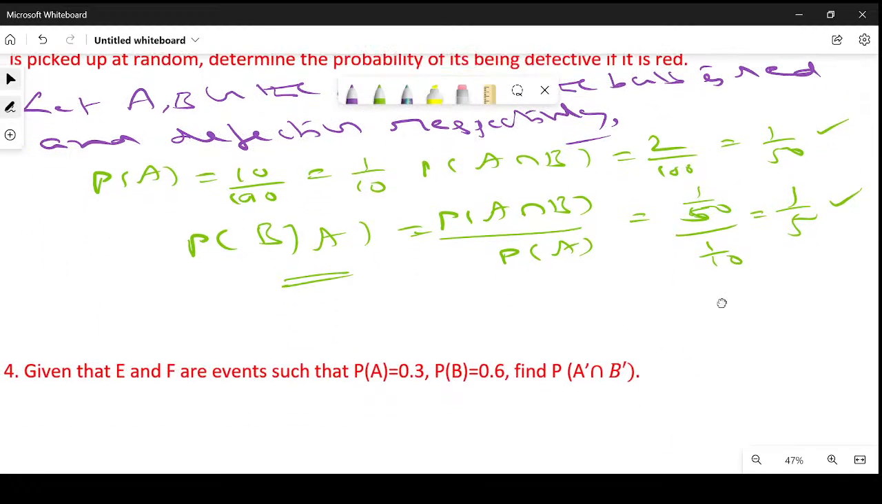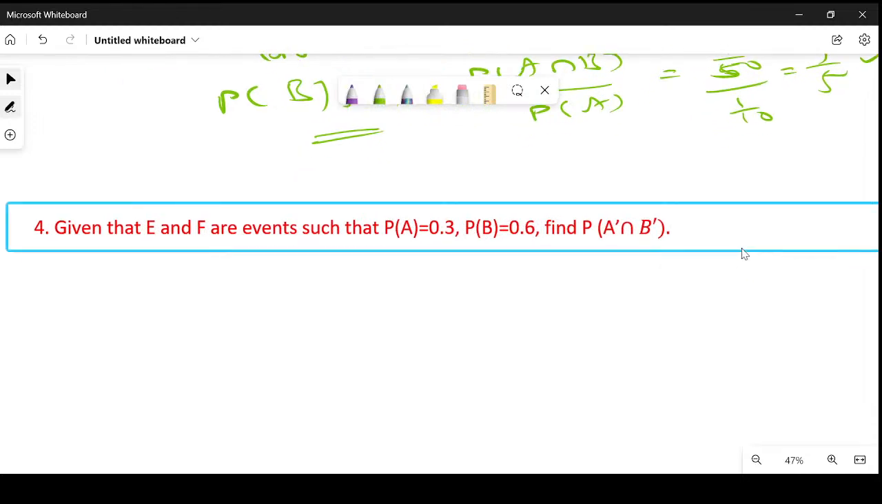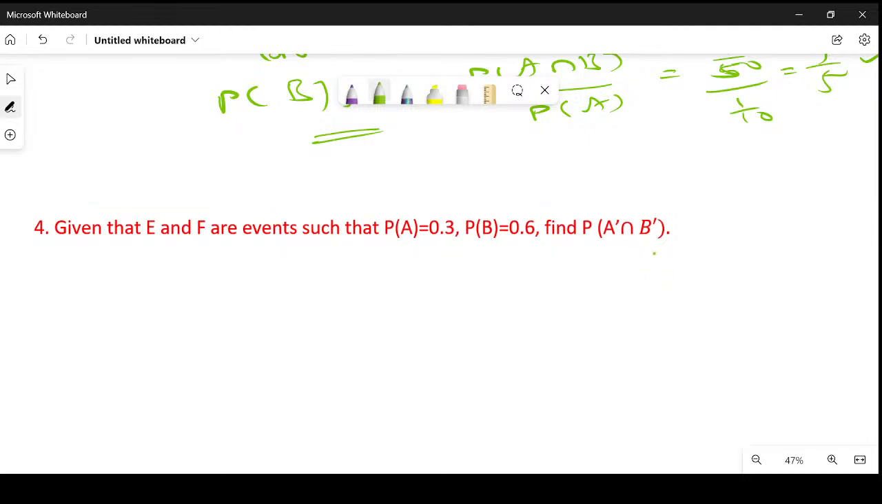So we understood this simple one. Next, this is the fourth one. Given that E and F are events such that P of A equals 0.3 and P of B equals 0.6, find P of A complement intersection B complement. This is also a simple problem, but here we use De Morgan's law. They are asking P of A complement intersection B complement.